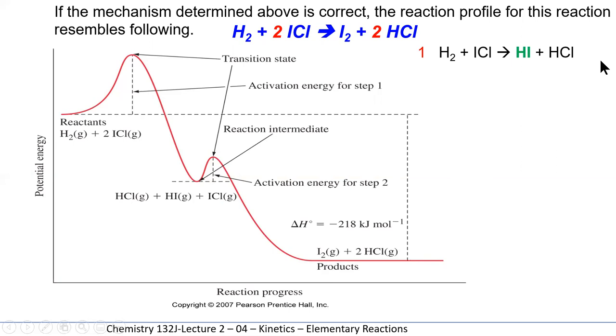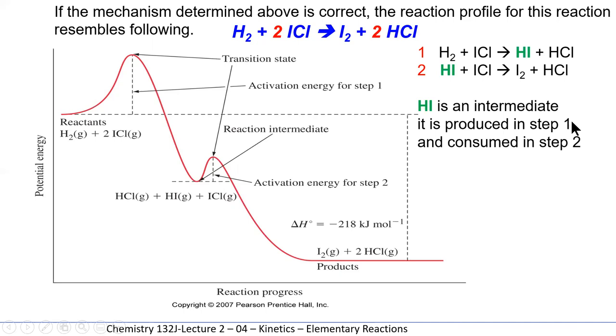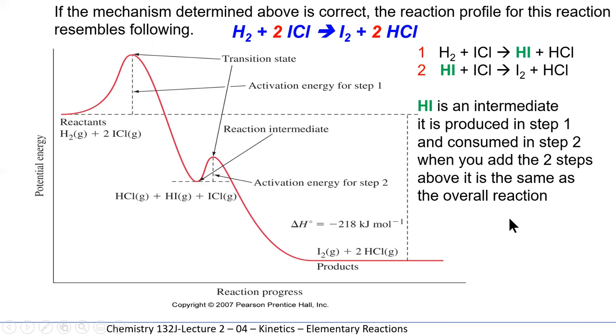And here are the steps again. Hydrogen combines, it's a bimolecular step, making hydrogen iodide, which is the intermediate, and hydrogen chloride. And the intermediate is combining with another molecule of iodine chloride to make iodine and hydrogen chloride. And again, if we cancel the intermediate, we end up with the overall step. So hydrogen iodide, again, is the intermediate. It's produced in step one and consumed in step two. So when you add the two steps above, it's the same as the overall reaction, the equation at the top.